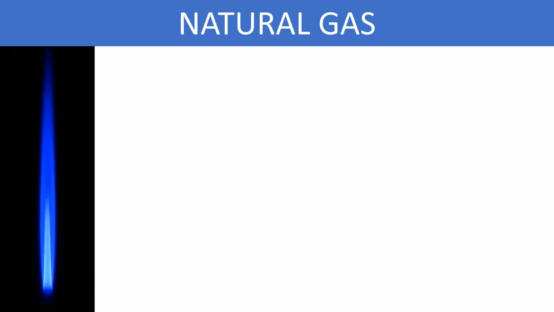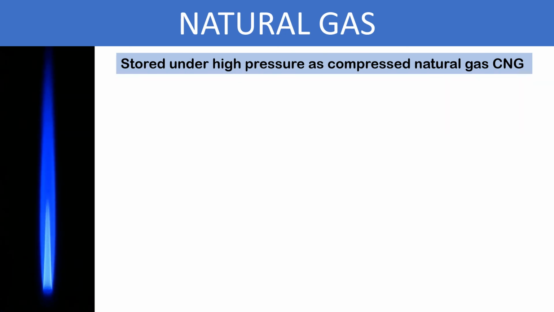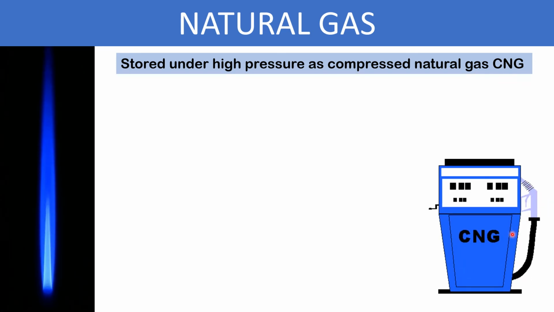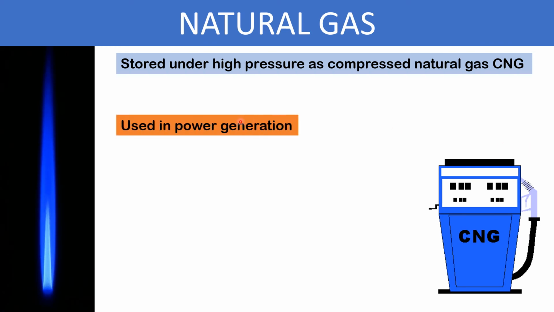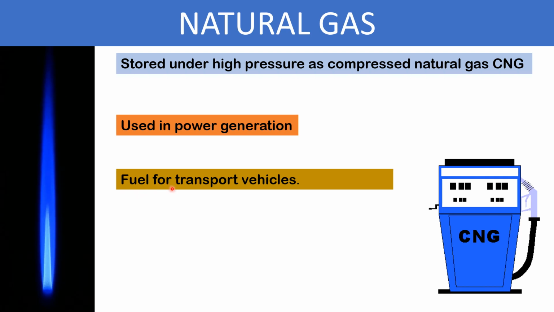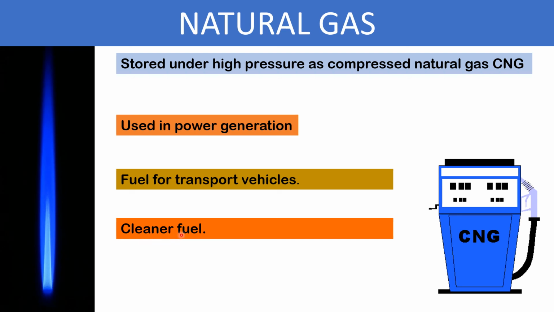Now let us start our discussion about natural gases. And natural gas is a very important fossil fuel because it can be transported easily through pipes and it can be stored under high pressure as compressed natural gas, that is CNG. And apart from that, it is used for power generation. It is also used as a fuel for transport vehicles and it is a cleaner fuel.